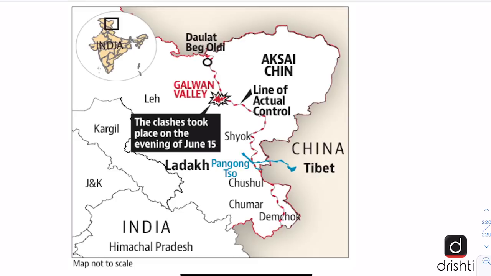The clash on 15th June took place in the Galwan Valley, and here 20 Indian soldiers lost their lives because they were outnumbered by the Chinese forces. And there is no verification of the casualties on the Chinese side, but it is also being said that around 45 Chinese soldiers were killed in the conflict, but there is no independent verification of this claim.